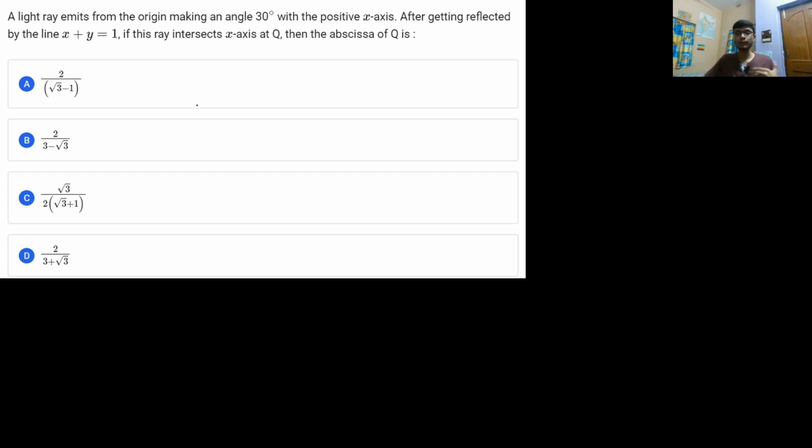Alright, so let us move to the ninth problem, and this is a problem very similar to many problems which come up in our JEE Mains examination paper. This is a problem of reflection of light after striking a mirror, and the mirror is a plane mirror which has the given equation. Let us try to solve this problem.